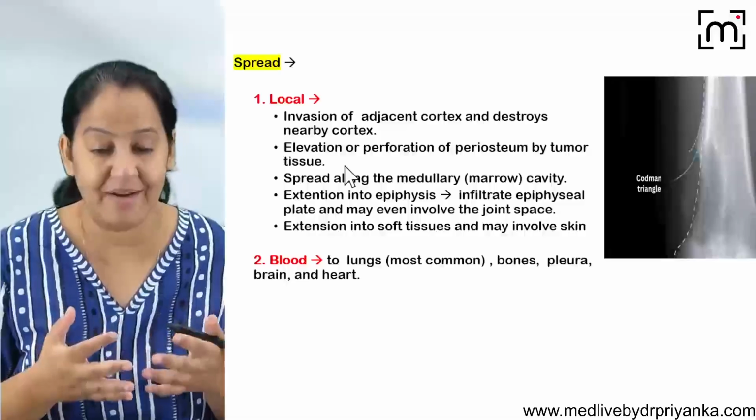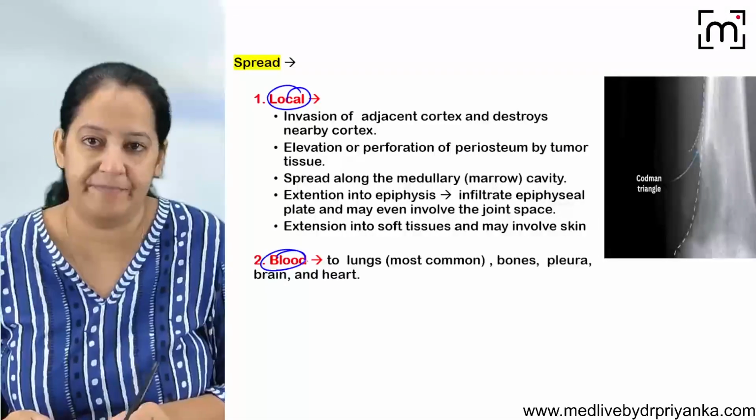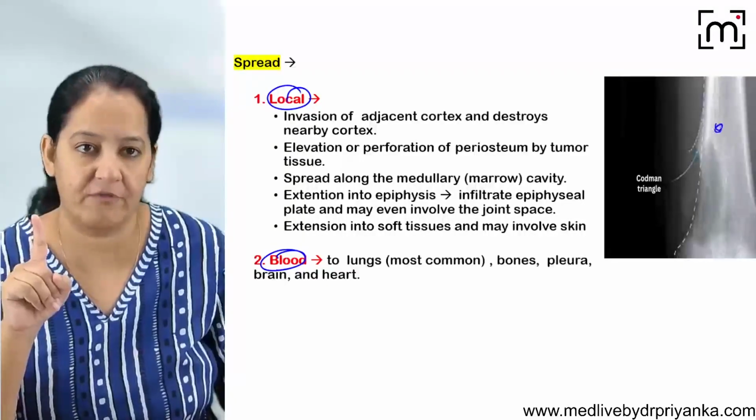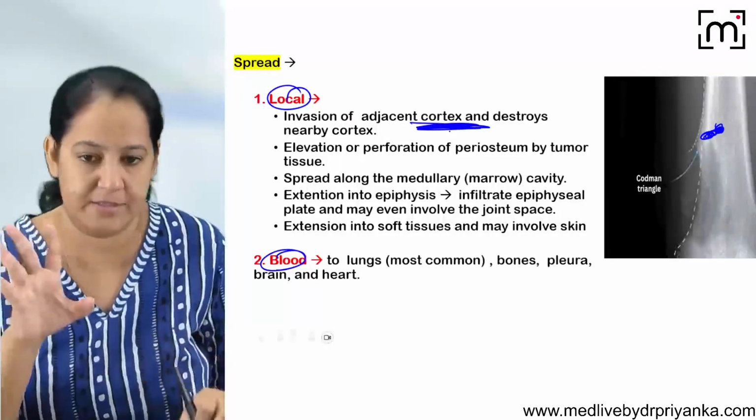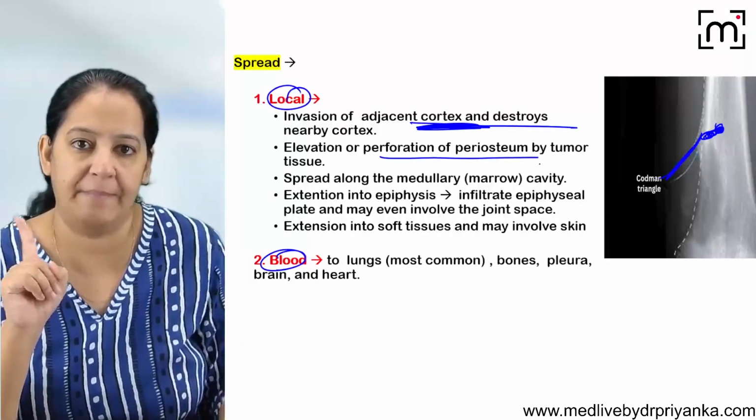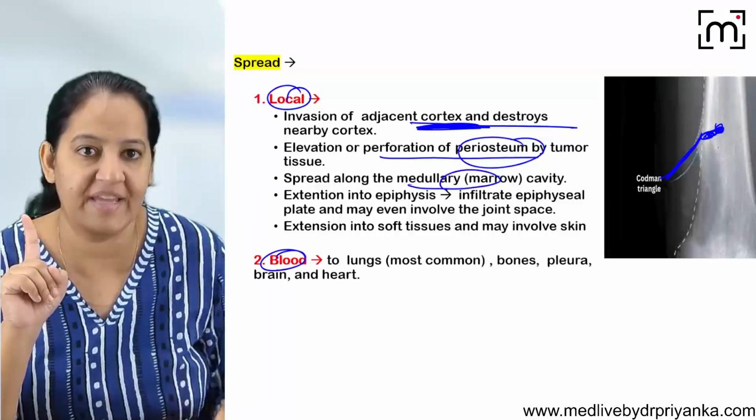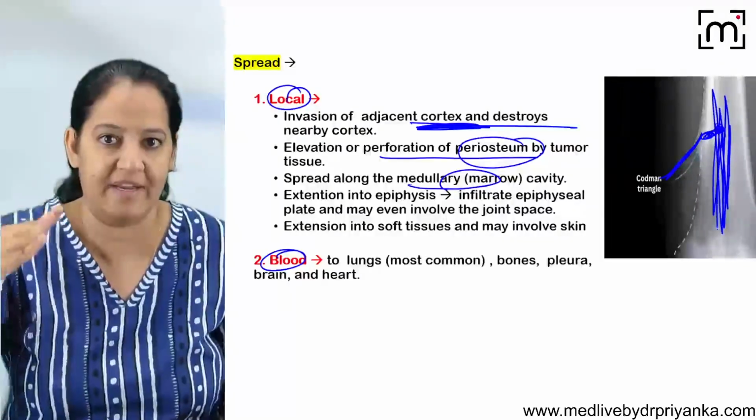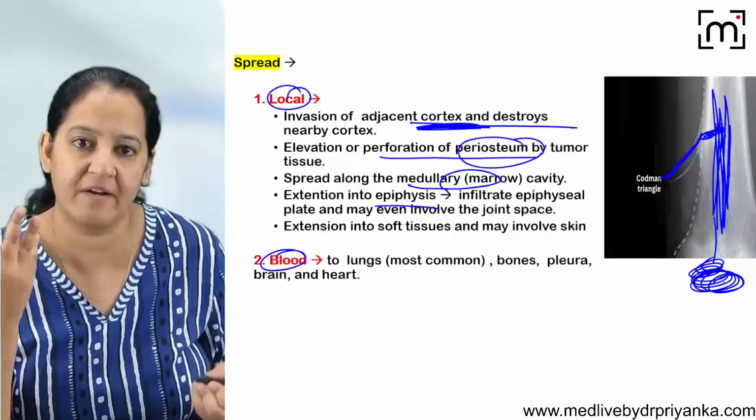Coming to the spread, since it is a malignant tumor, we have to talk about the spread. There are two types of spread, local and blood, which is hematogenous. Local spread: first, it starts from the medullary cavity and goes to the cortex and destroys the cortex. After that, it perforates the periosteum, lifts the periosteum and makes the Codman triangle. After that, it spreads along the medullary cavity, horizontally and vertically, in the entire medullary cavity. From the metaphysis, it goes to the epiphysis and involves that also.